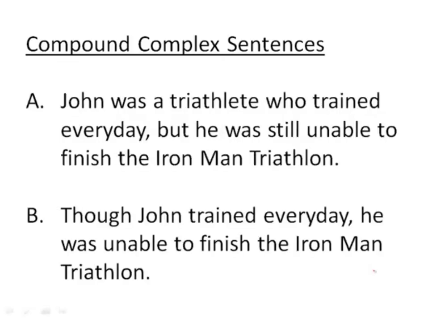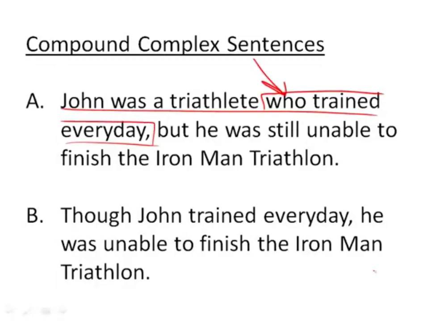John was a triathlete who trained every day, but he was still unable to finish the Ironman triathlon. Okay. First sentence, John was a triathlete who trained every day. Why is this a complex sentence? Because it has this relative clause here. Relative clauses often begin with who or that or which. And we have a video on those, so please check that out if you're unsure what a relative clause is. And just like that, we have our complex sentence.